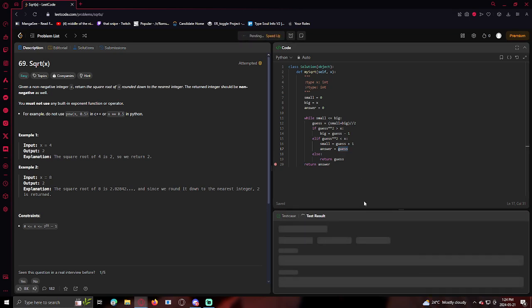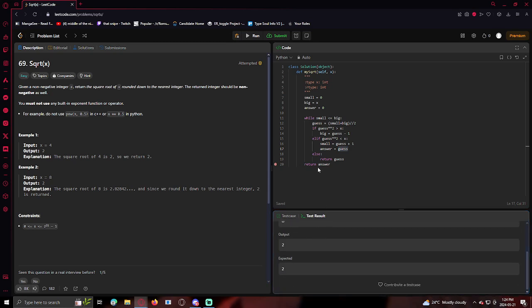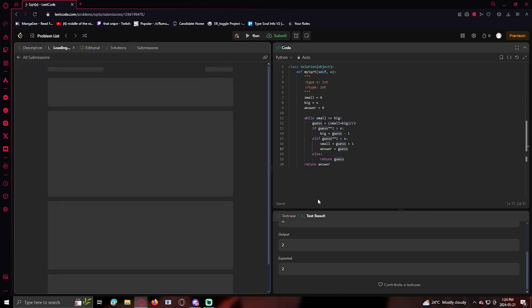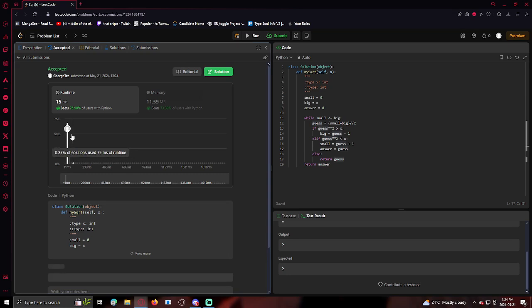So if we run that again, okay, it worked that time. I don't really know what we changed. I think we just put an else statement here, but it worked. I thought it would still work no matter what. And then we actually did get one of the fastest solutions, and that's LeetCode problem 69.